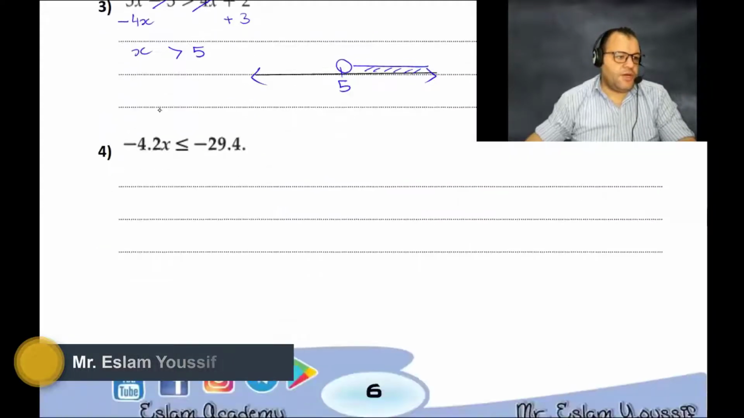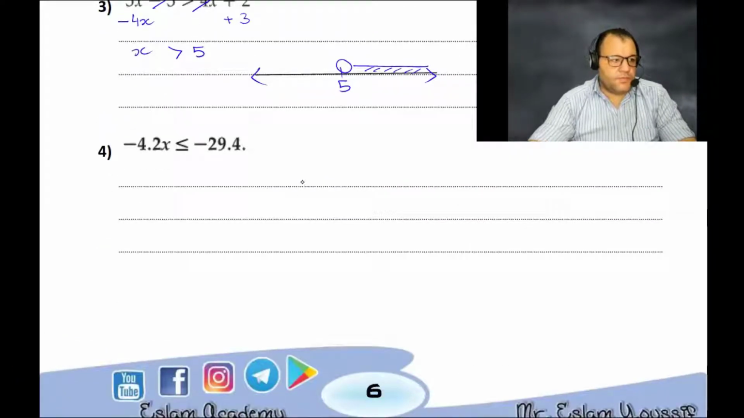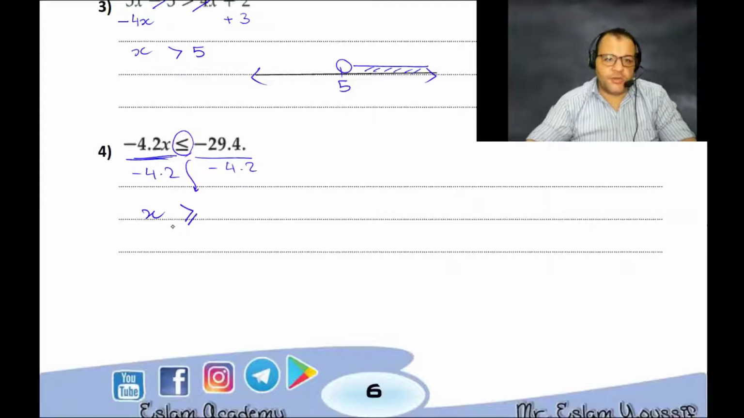Number 4, how can we solve this one? Divide each side by negative 4.2. So it means x is less than or equal to 7. Sorry? Greater than or equal, because you divide by a negative number. It means you have to change the sign of the inequality. It will be greater than or equal, because when you divide or multiply by a negative number, you swap. So when you divide, the answer will be 7.